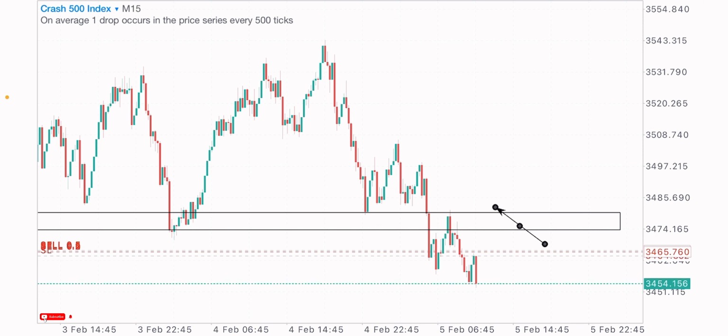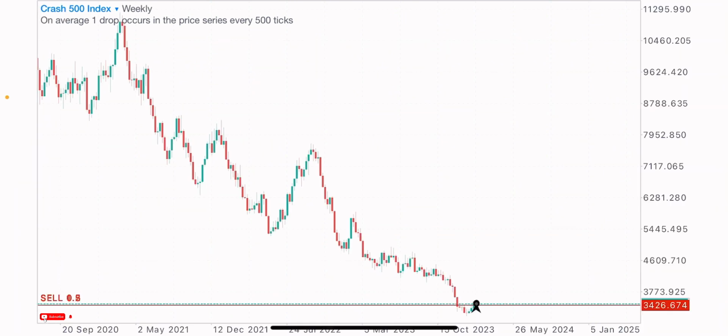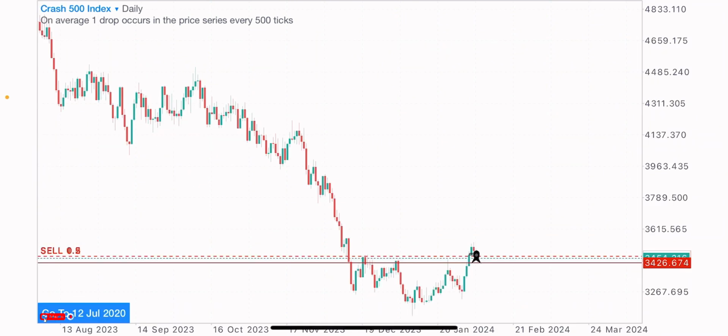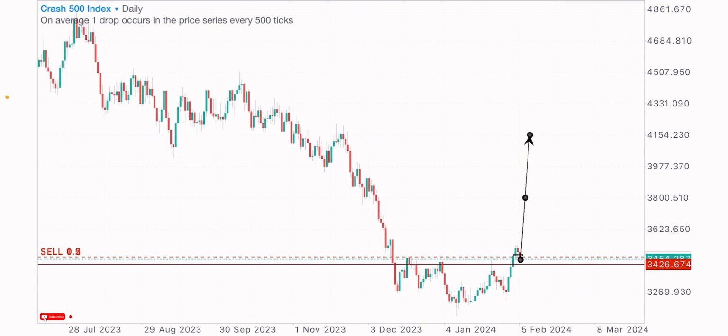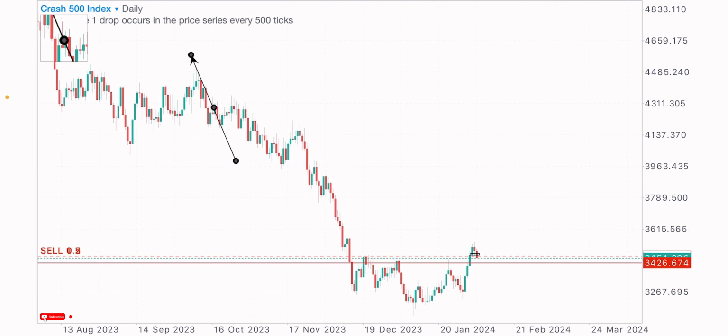Basically, whenever I want to analyze the market, whenever I want to look out for trade opportunities, I start from a higher time frame. This higher time frame can be the weekly time frame, the daily time frame, or the monthly time frame. But aside from the daily time frame, I'm analyzing this index, and you can see how this index has been on a long-term downtrend. This index has been selling for a very long time now.